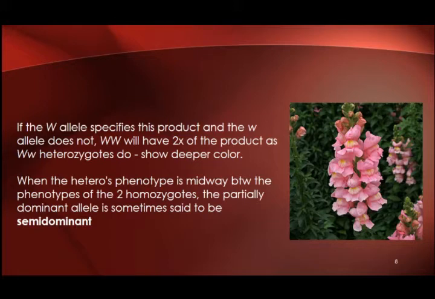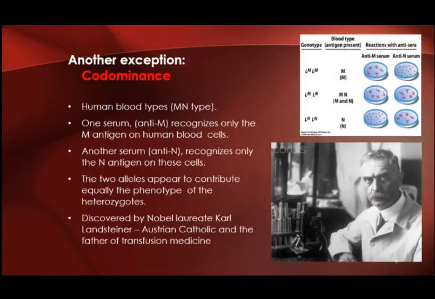But when the heterozygote phenotype is midway between the phenotypes of the two homozygotes, the partially dominant allele is sometimes said to be semi-dominant. Another definition would be codominance. Take the human blood type, the MN type. One serum, anti-M, recognizes only the M antigen on human blood cells. Another serum, anti-N, recognizes only the N antigen on these cells. So the two alleles appear to contribute equally to the phenotype of the heterozygotes. This was found by the Nobel laureate Karl Landsteiner, the Austrian Catholic and father of transfusion medicine.